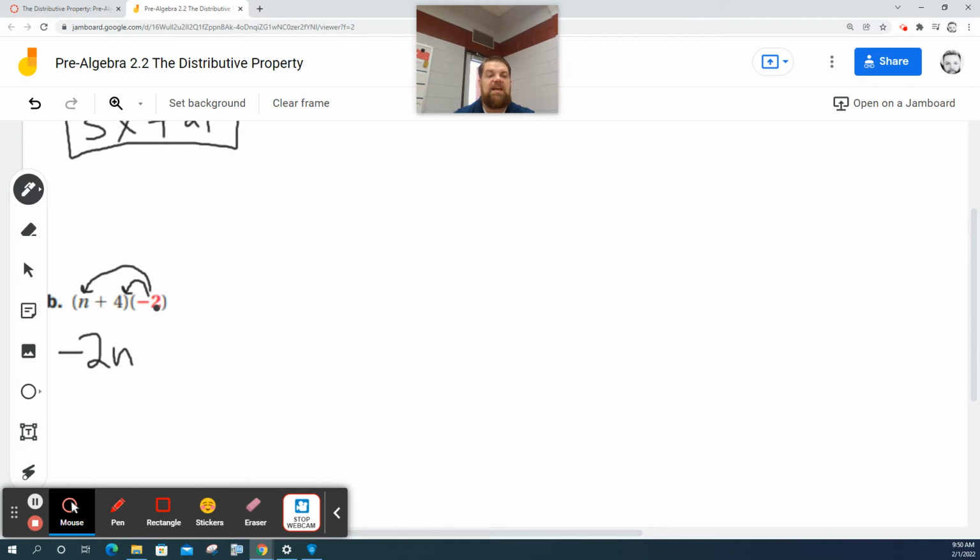And then what's negative 2 times positive 4? Is that a positive 8 or a negative 8? Negative 8. So you write down minus 8. Now, another way to do this type of problem is you could draw a grid. So I do want you to draw the grid on your paper. I'm going to take negative 2 times n plus 4.